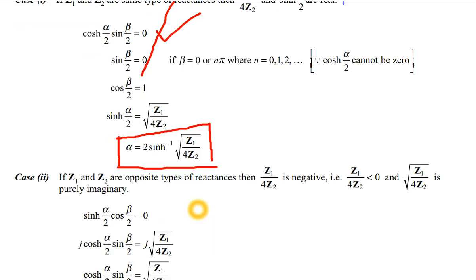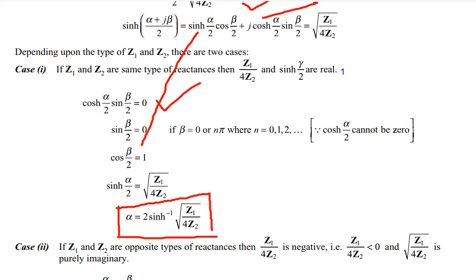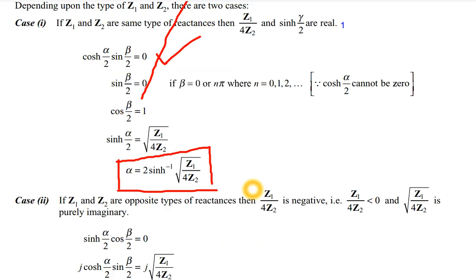Fine, right. Now there is another case when Z1 and Z2 are of opposite type. That means if Z1 is capacitive reactance and Z2 is inductive reactance, then what will be the case? In that case, we will get Z1 by 4 Z2 negative. You just substitute and get it. When Z1 is inductive, it will be j omega L, and when Z2 is capacitive, it will be minus j by omega C. Even though j and j get cancelled, you will get a negative value. That means Z1 by 4 Z2 is less than 0.